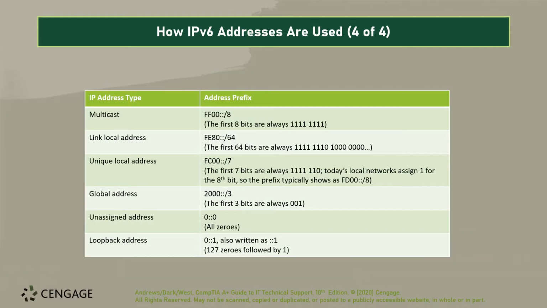So here we can see some different IPv6 addresses beyond what I just described. Multicast starts with FF00, link local starts with FE80, unique local starts with FC00, global address is 2000 with a /3 subnet, so it's only going to be the first 3 bits that is defined by the subnet. Unassigned, which is very much like IPv4, all zeros, and then the loopback, which is 0:1, or just :1, which is 127 zeros in sequence followed by a 1.